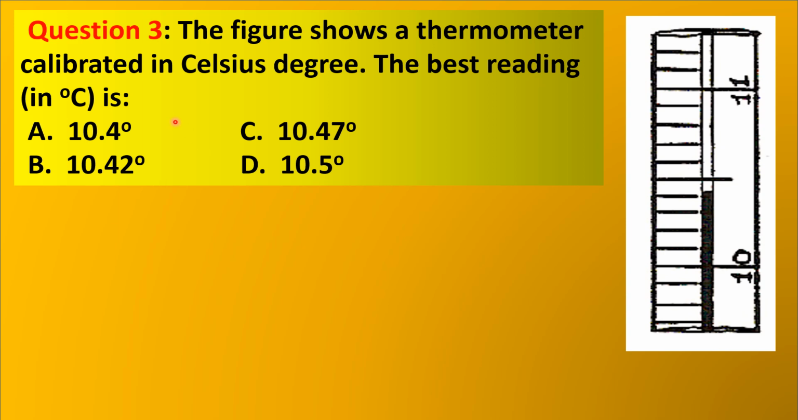Question number 3. The figure shows a thermometer calibrated in Celsius degrees. The best reading in degrees Celsius is letter A 10.4 degrees, letter B 10.42 degrees, letter C 10.47 degrees, and letter D 10.5 degrees. The correct answer is letter B, 10.42 degrees. Here is the explanation.